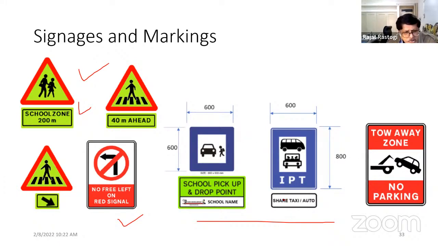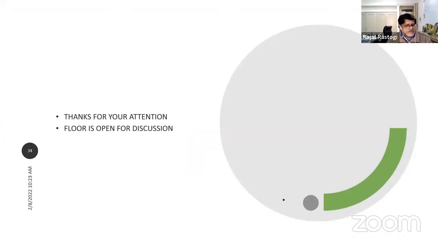So those are the type of signages and markings which have been included further. These are some broader changes which have occurred in the two of these guidelines. So that's what I have discussed here. Now I think we can go for some discussion on these points which I have presented to you in this presentation.